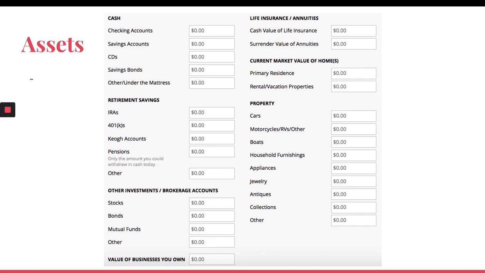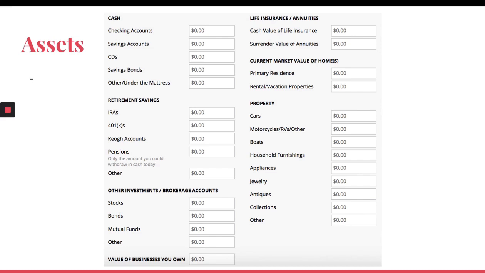So next we have the current market value of homes. So we have your primary residence, which makes sense. A lot of us know this is an asset. And in fact, for a lot of people, this is their largest asset, right? And then next we have rental or vacation properties. Let's even add in Airbnb here. That income from Airbnb.